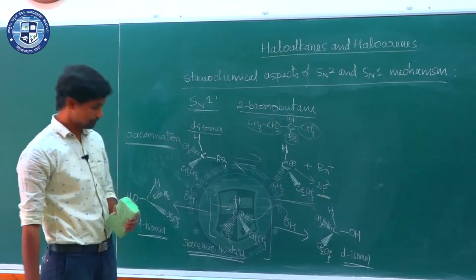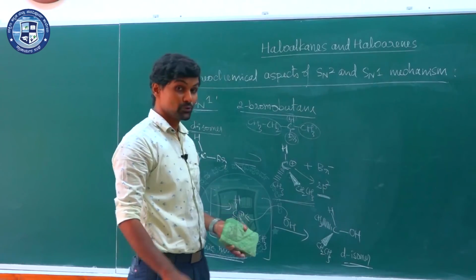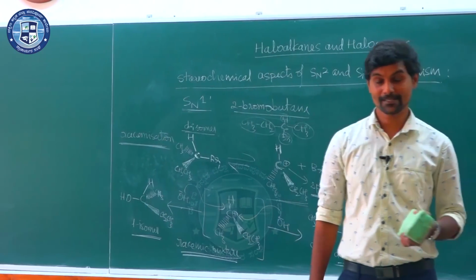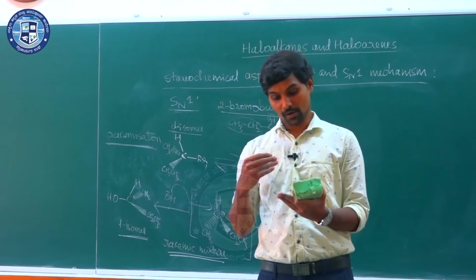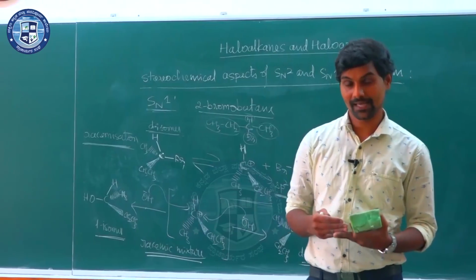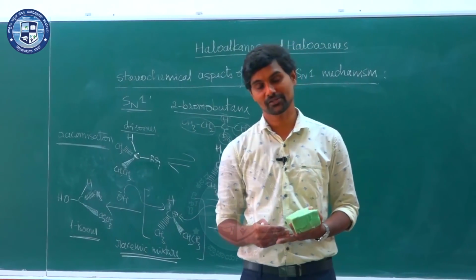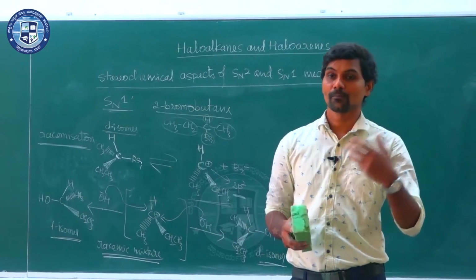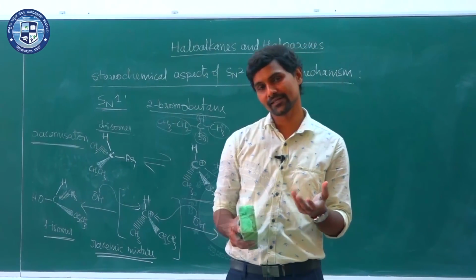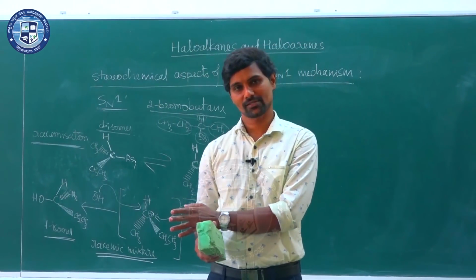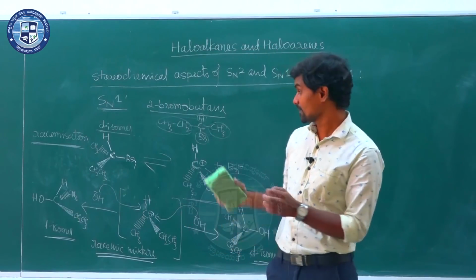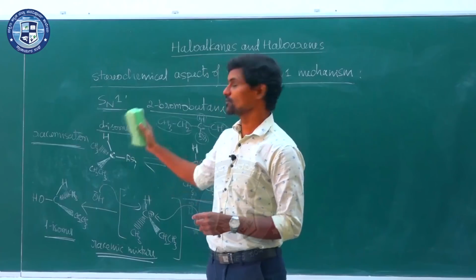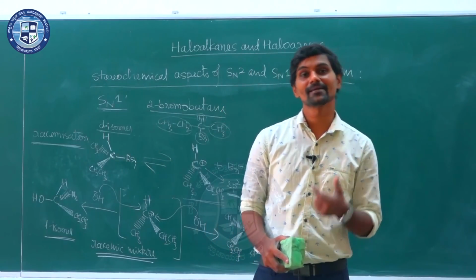So at the end, what you can understand is, during the SN2 mechanism, inversion of configuration takes place. So if an optically active alkyl halide takes part in an SN2 reaction, then you get a product which has optical activity opposite to that of the reactant. But if the optically active alkyl halide compound undergoes the SN1 mechanism, the product will be a racemic mixture.